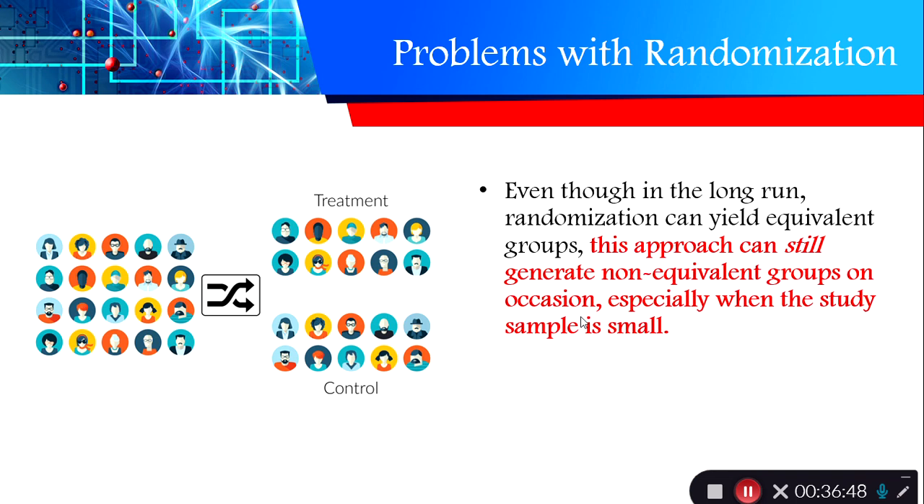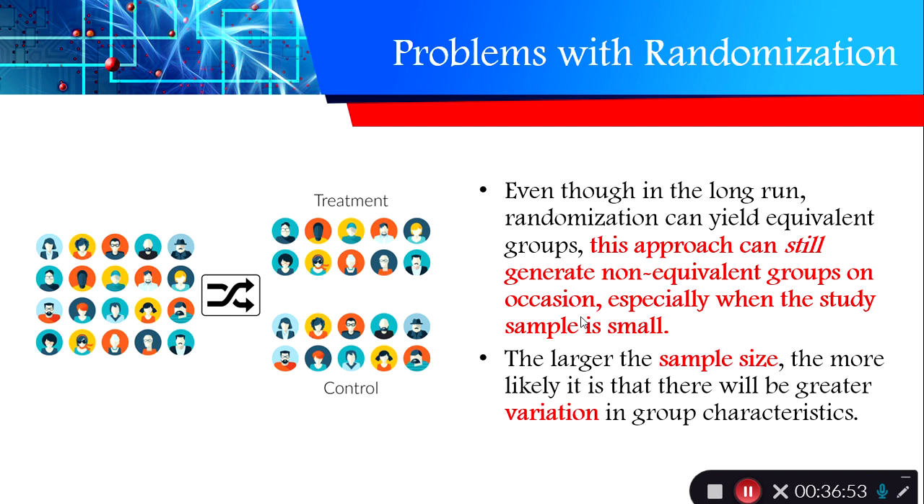However, yet and still, there are also problems with randomization. Even though in the long run, randomization can yield equivalent groups, this approach can still generate non-equivalent groups on occasion, especially when the study sample is small. Okay, so the smaller the sample size, the more likely it is that there will be greater variation in group characteristics.